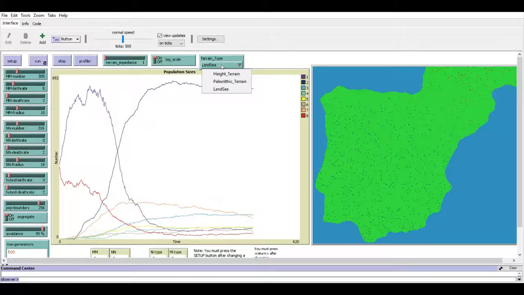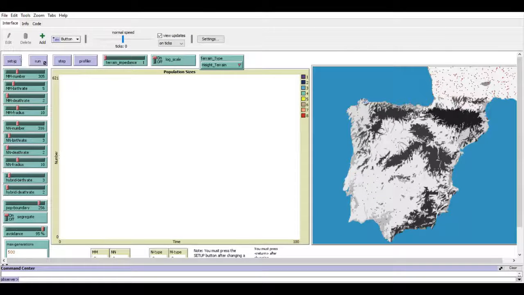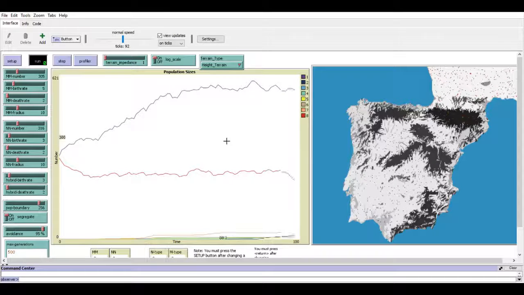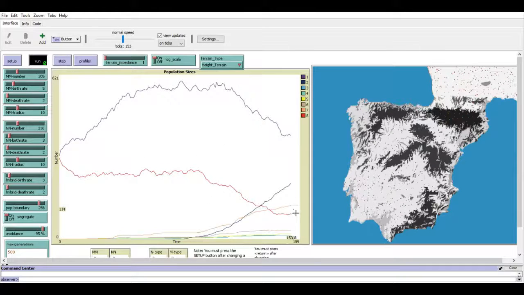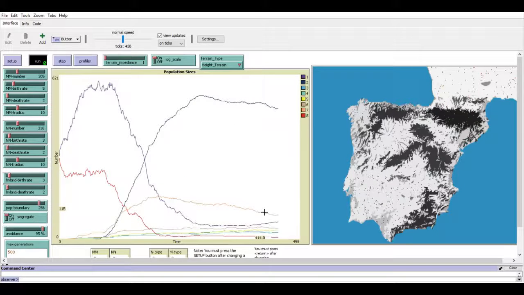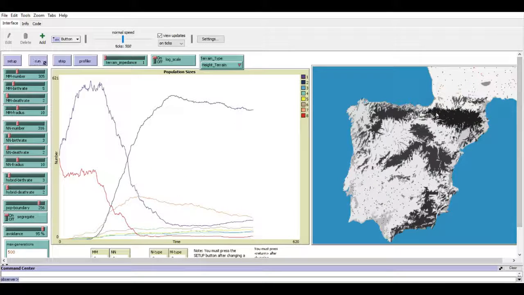Changing this to my simulation and my improvements, adding the height terrain. Here, darker areas represent higher elevations. Running this, we see that the populations take longer to diffuse together. This result makes a lot of sense because we've essentially stuck a large barrier between the two populations, the Pyrenees Mountains.